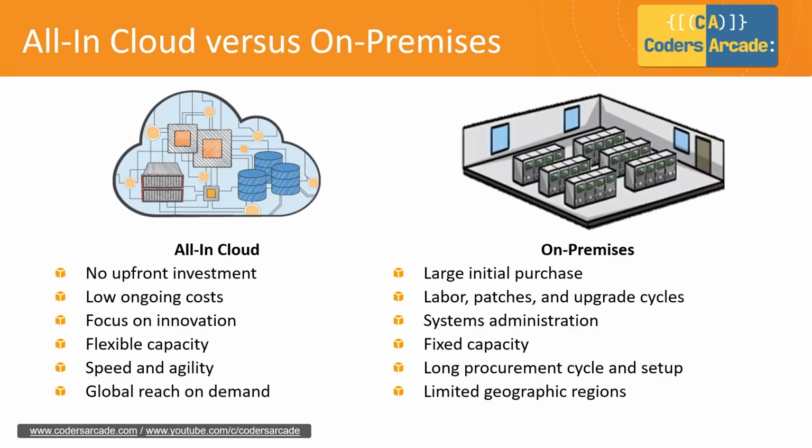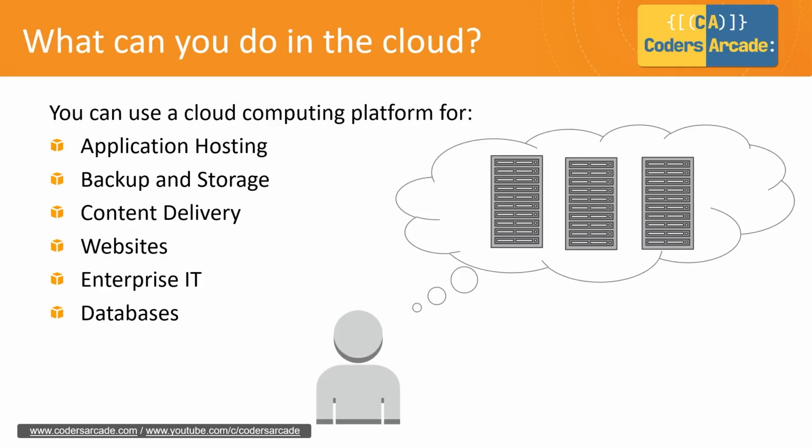Now let's see what we can do with the cloud. What are the things that you can do with the cloud? You can use a cloud computing platform for the following. You can perform application hosting for an on-demand infrastructure to host internal or SaaS applications. Also, you can perform backup and storage to store data and build dependable backup solutions. You can perform content delivery to distribute content worldwide with high data transfer speeds.